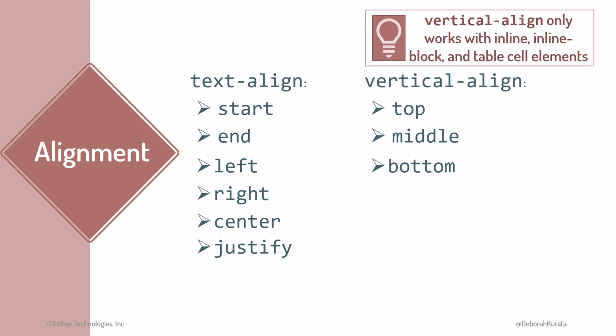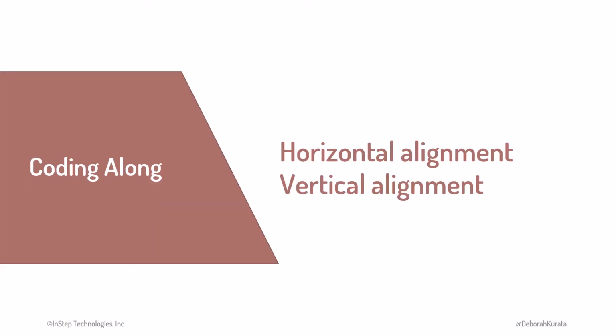But note that the vertical align property does not work for block elements. It only works with inline, inline block, and table cell elements. We'll talk more about inline block elements later in this course. Let's try out some alignment.